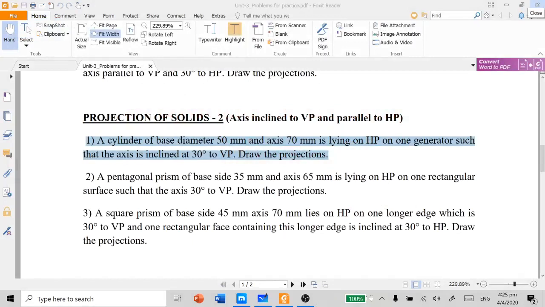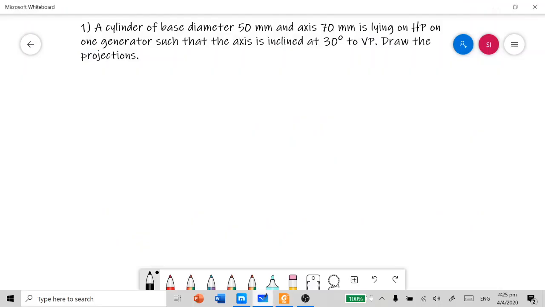The first question is, a cylinder of base diameter 50 mm and axis 70 mm is lying on HP on one generator such that the axis is inclined at 30 degree to VP. So this is the question and let's solve it.